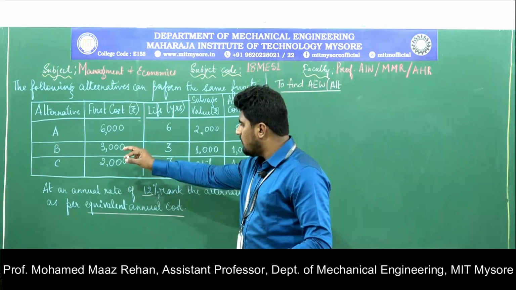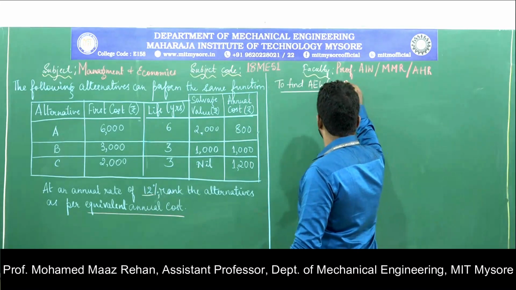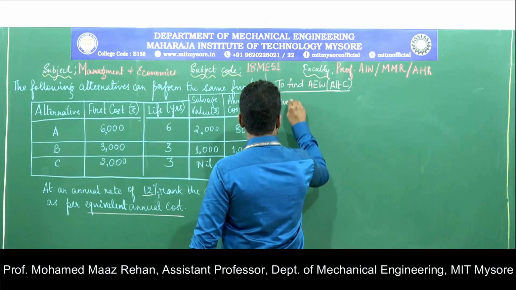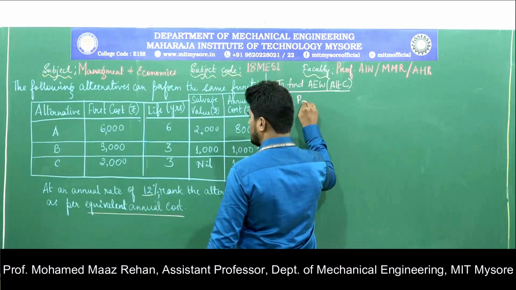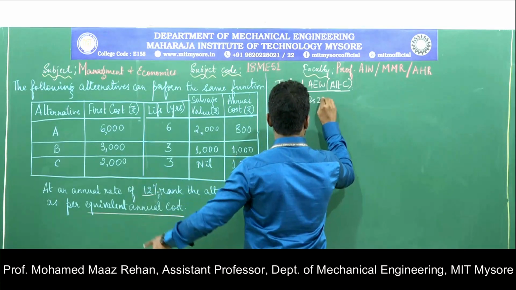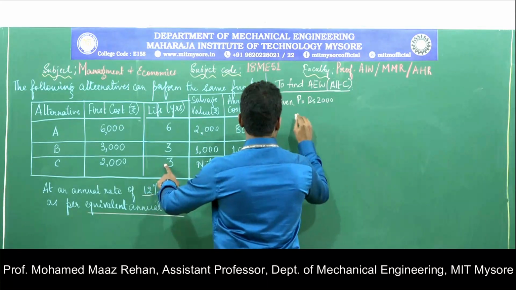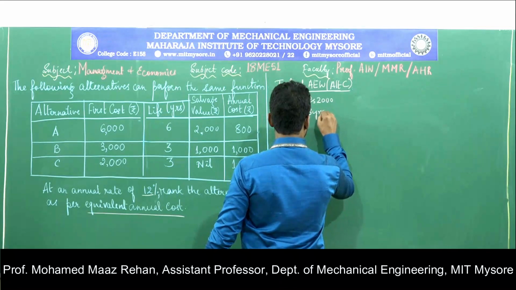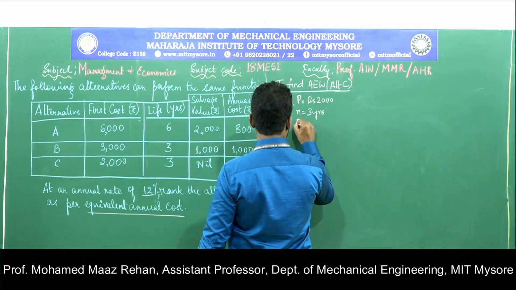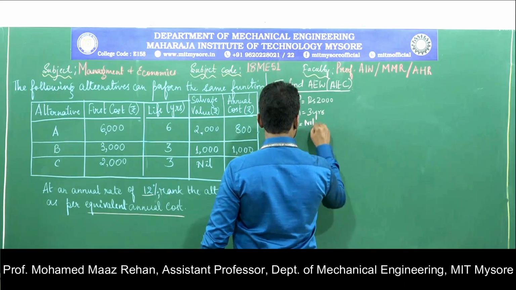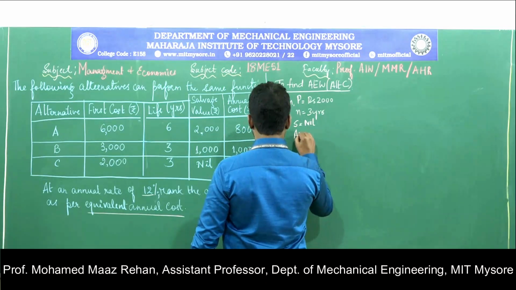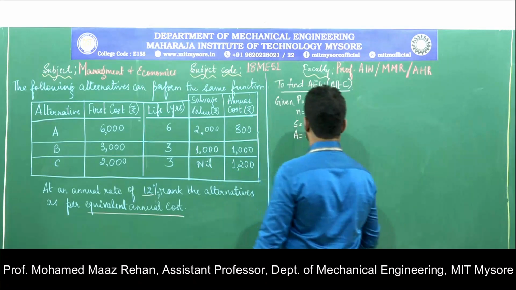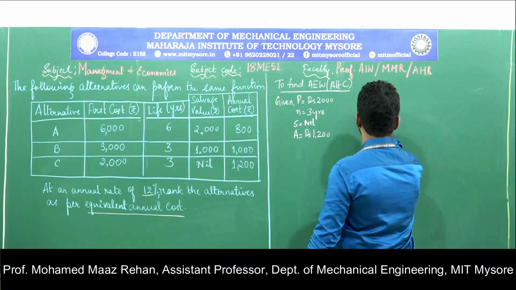Next we shall find annual equivalent worth for alternative C. Here for alternative C, they have given first cost as rupees 2000, life as 3 years, salvage value is nil, okay, and annual cost they have given as rupees 1200.